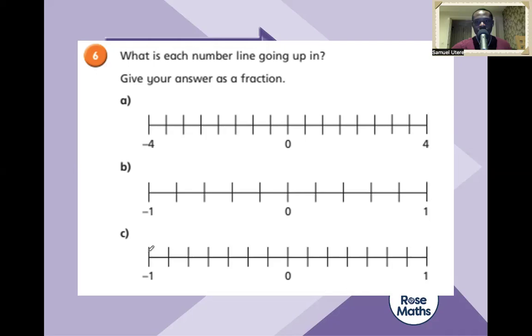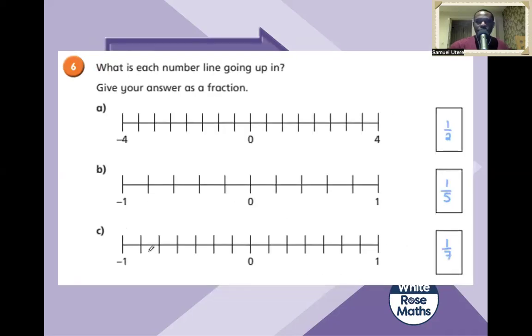Assuming you've paused the video and you've answered the questions, here are the answers. Here we ask, what is each number line going up in? Give your answer as a fraction. Between 0 and 4, there are 1, 2, 3, 4, 5, 6, 7, 8 intervals. But 4 minus 0 is 4. So we have to divide 4 amongst those 8 intervals. Now, 4 divided by 8, remember division can be expressed as a fraction, is a half. So this number line is going up as a half every time.